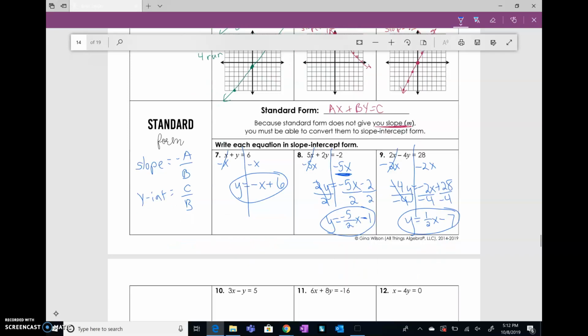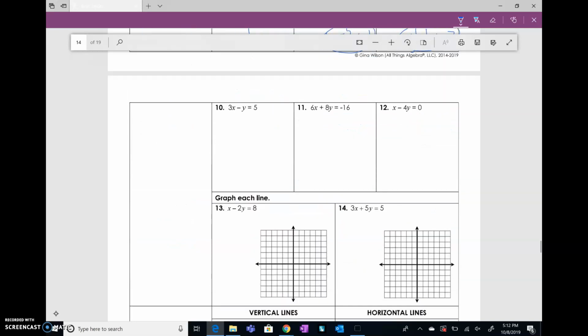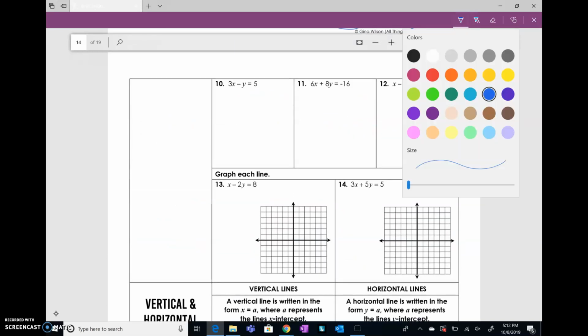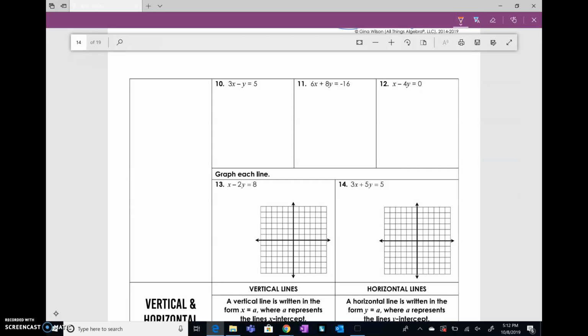And then let me scroll on over. I'm just going to write these answers real quick. Should be y equals 3x minus 5. This one, I'm going to have to do it. So I get 8y equals -6x minus 16. Divide by 8, and you get y equals -3/4 x minus 2.